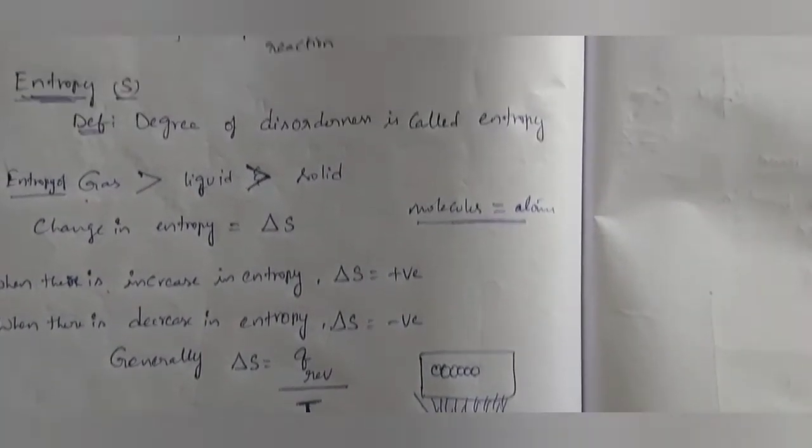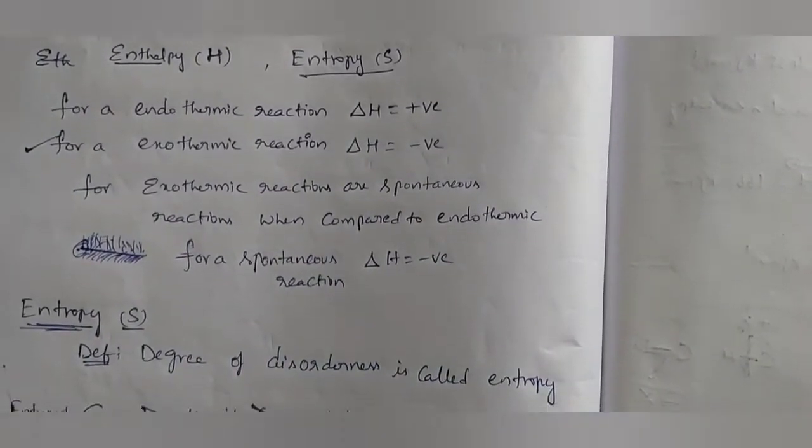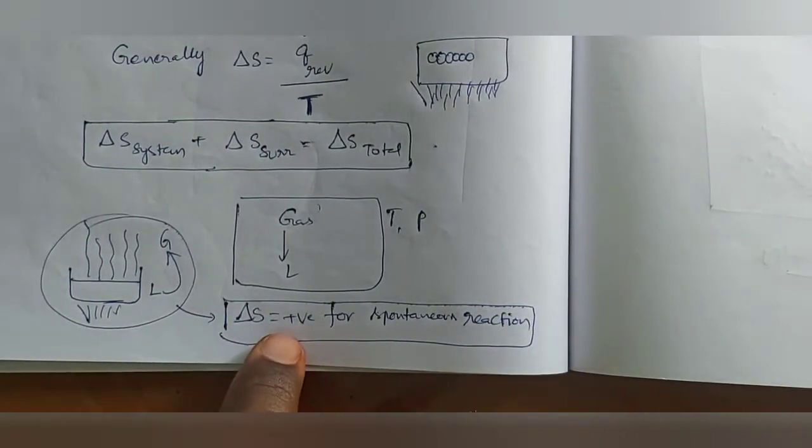Regarding enthalpy, for a spontaneous process, delta H is negative. Regarding entropy, for a spontaneous process, delta S is positive. Next.